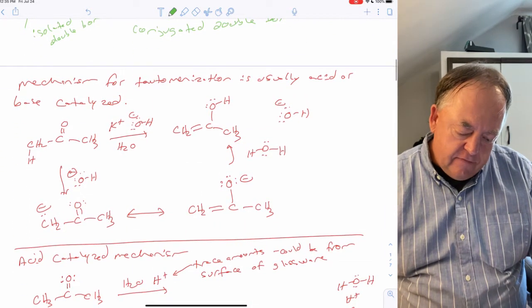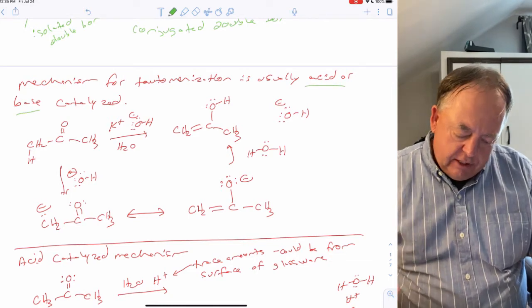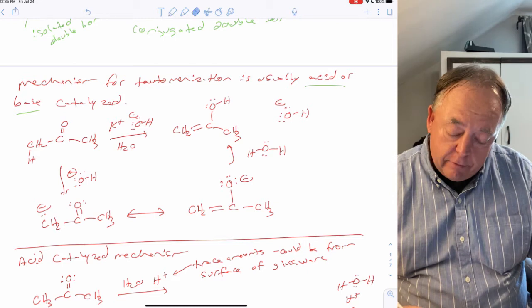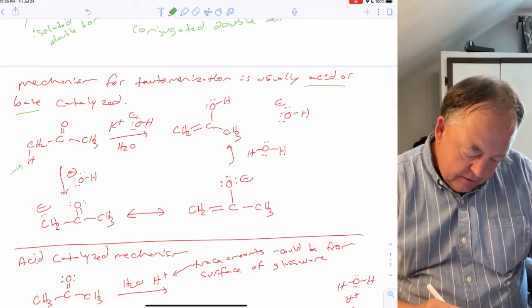Okay, so the mechanism for tautomerization is usually acid or base catalyzed. This first example shows a base catalyzed tautomerization. So I sketched one of the hydrogens out.